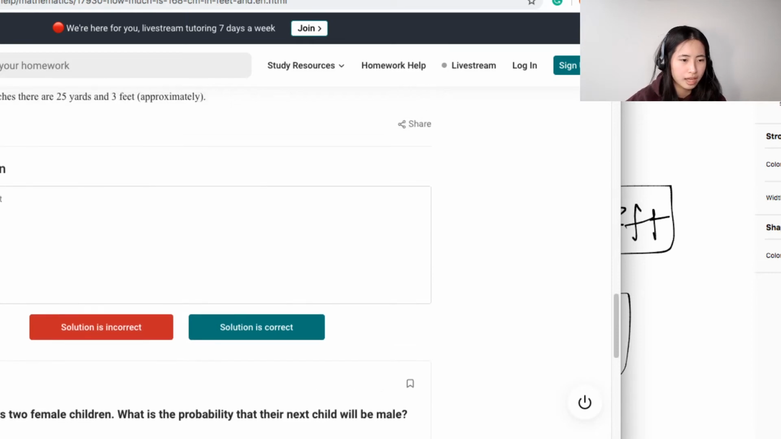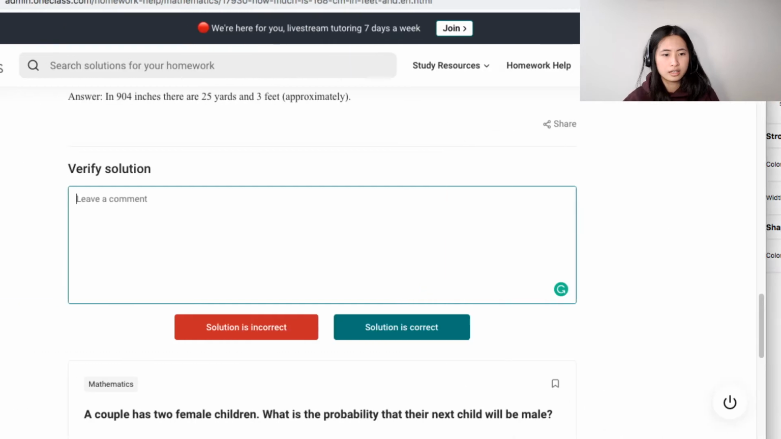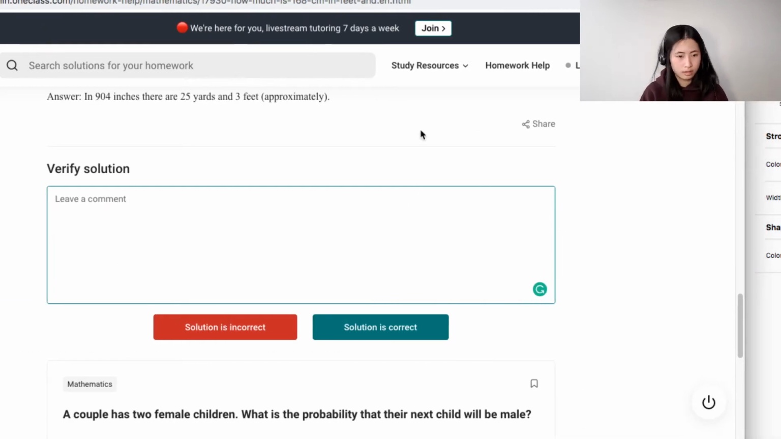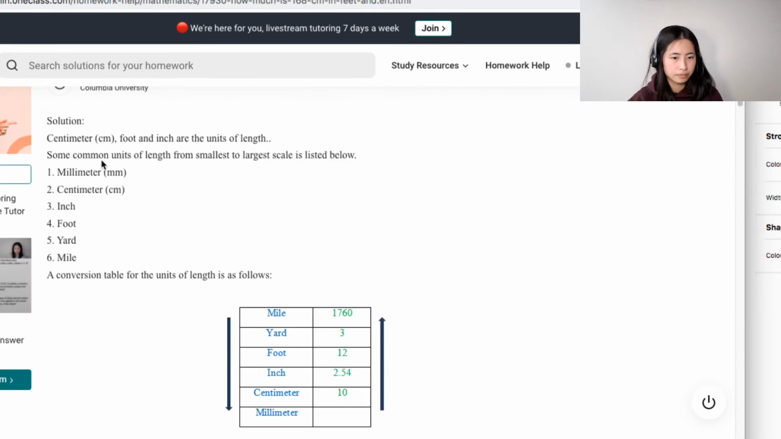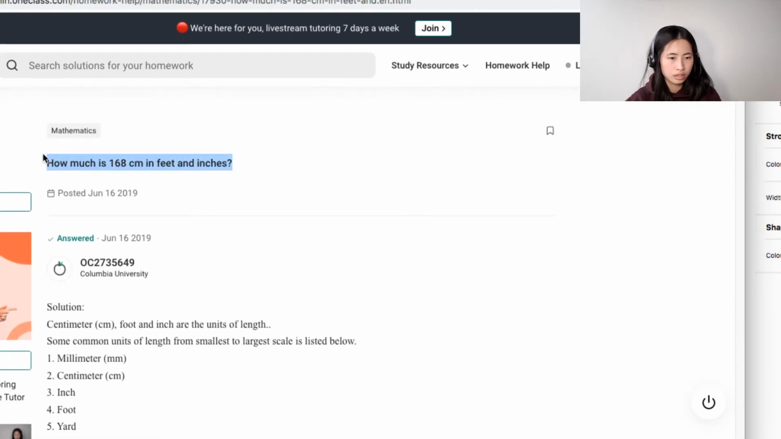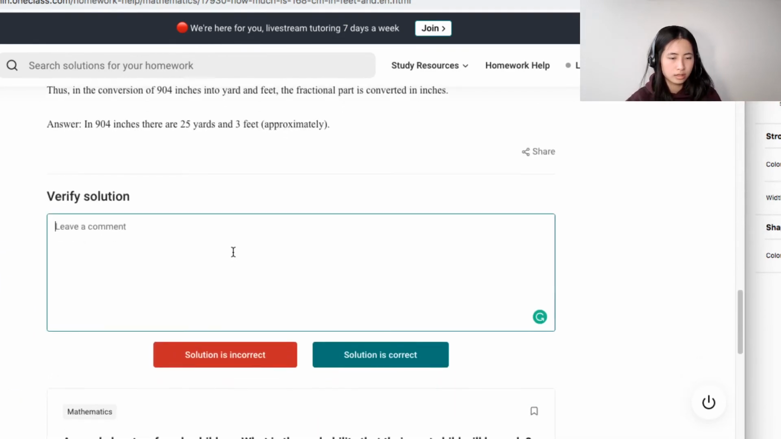So let's just make a comment. This is just my own comment. So we can actually say that this question, how much is 168 centimeters in feet and inches, can be interpreted in two ways, right?